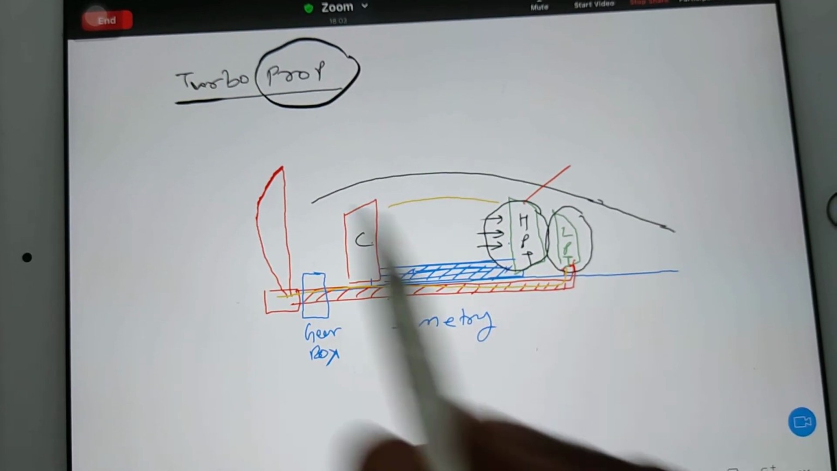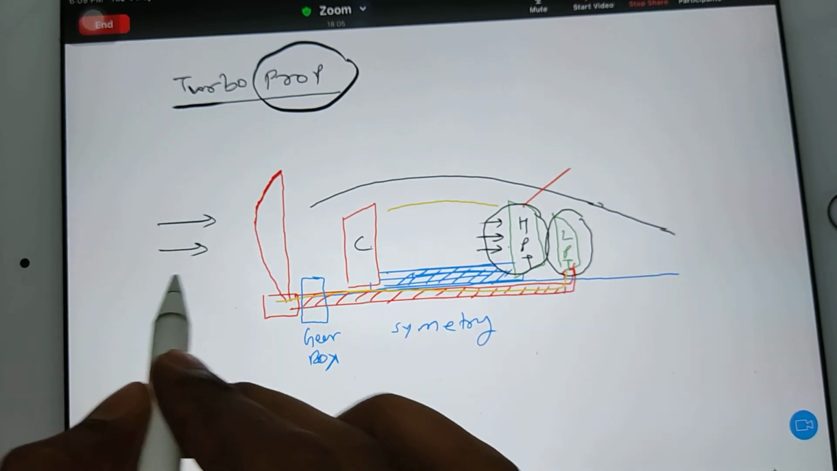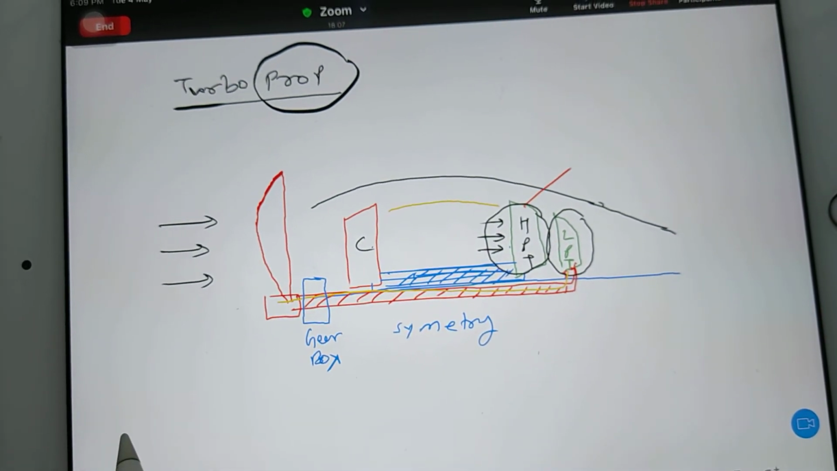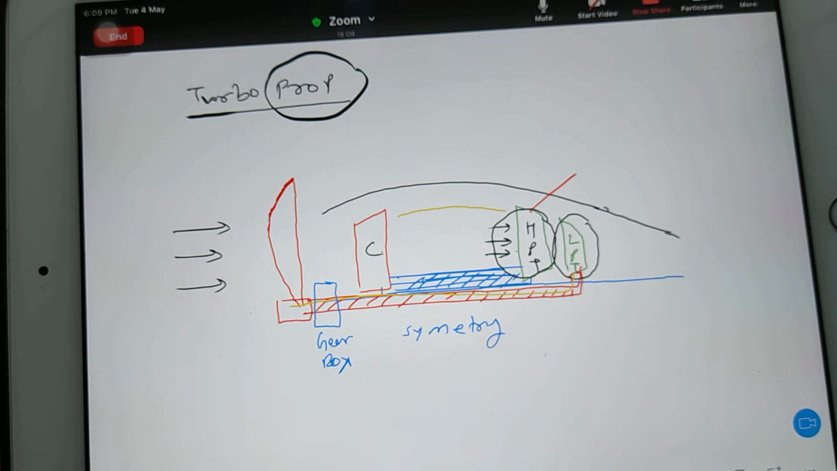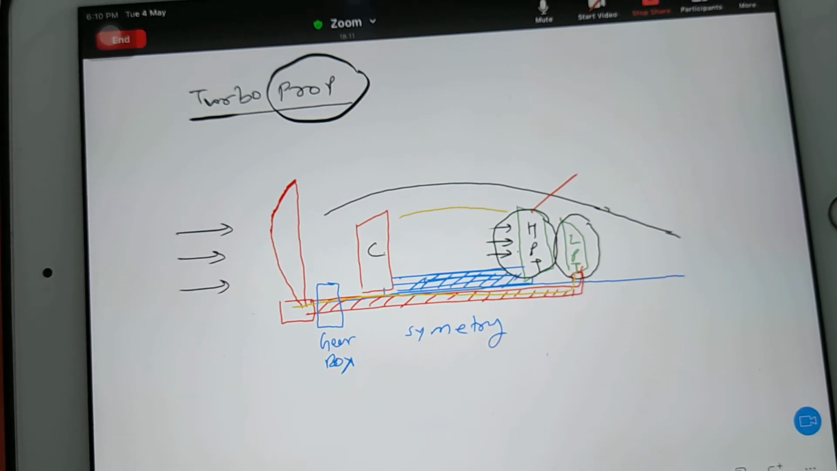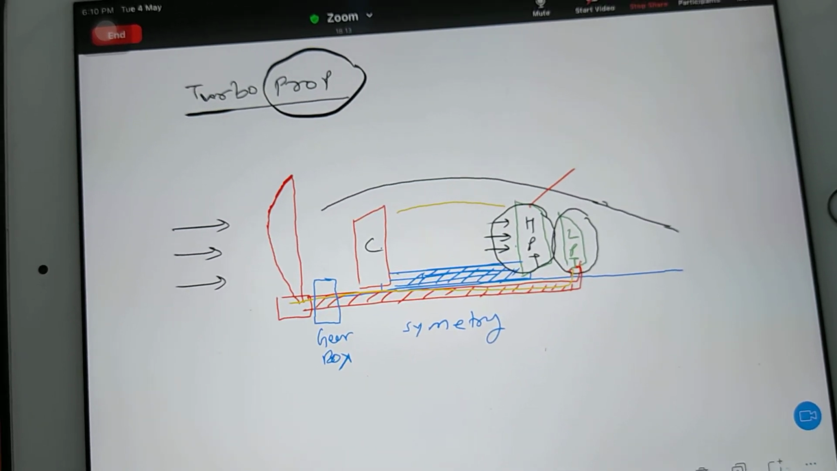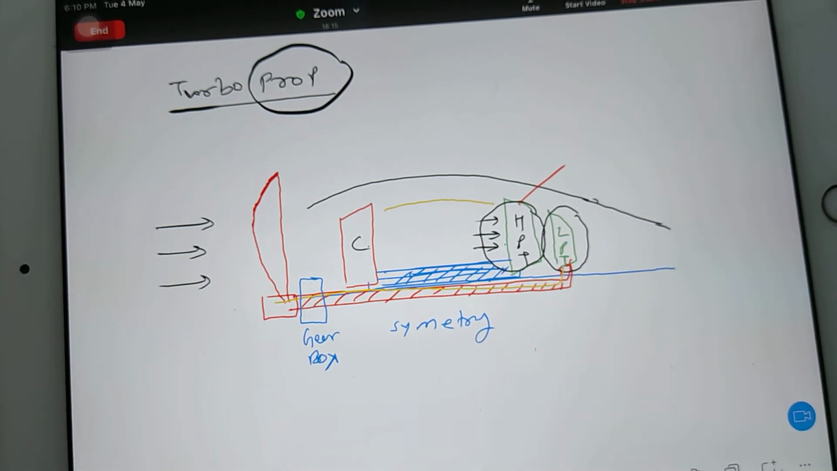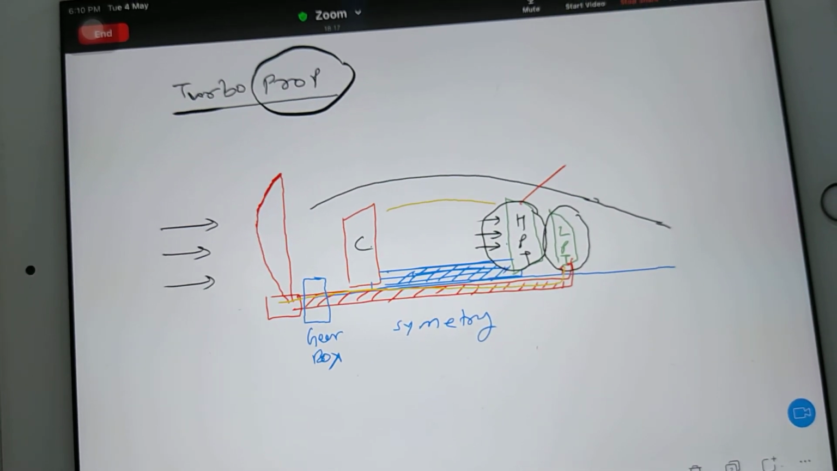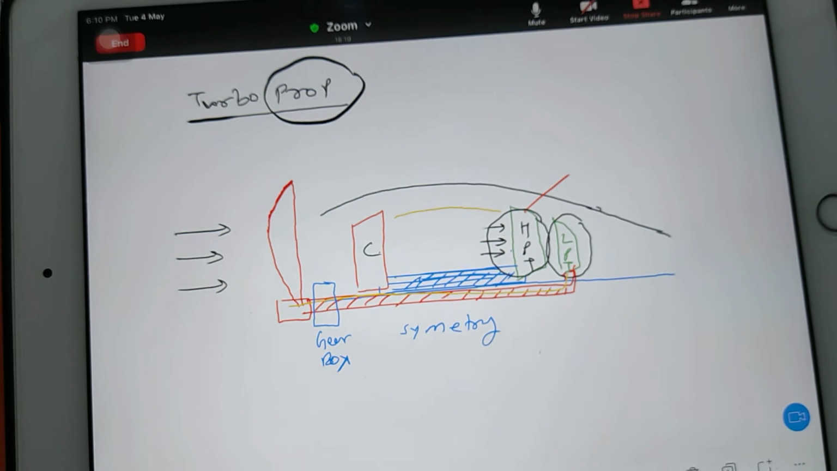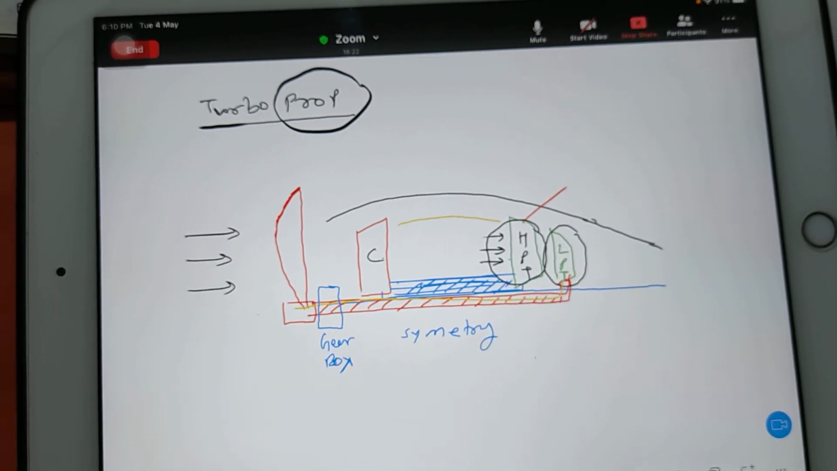Basic idea means when the air comes, why are we using a propeller? Because the propeller will not add speed to the flow. Okay, the propeller will increase the mass flow rate. I hope you are getting this.